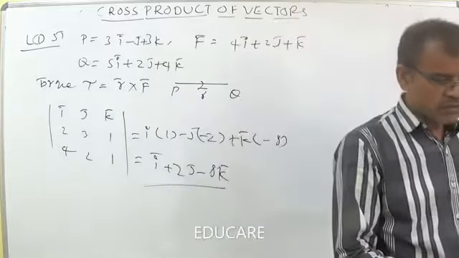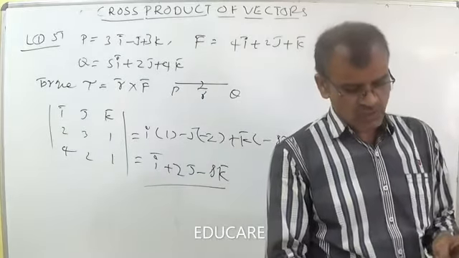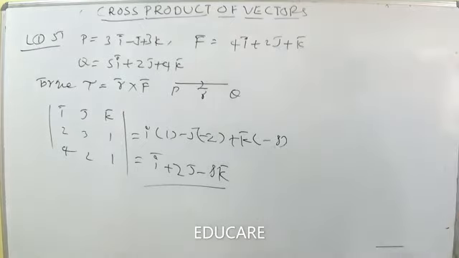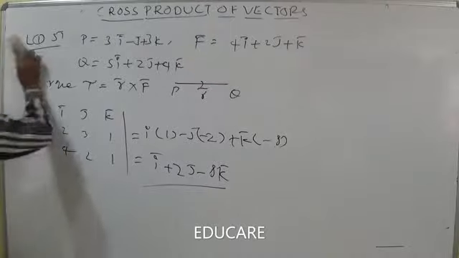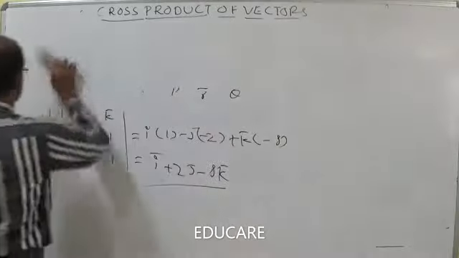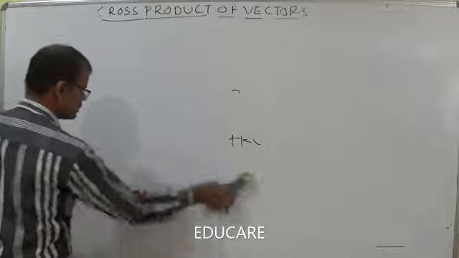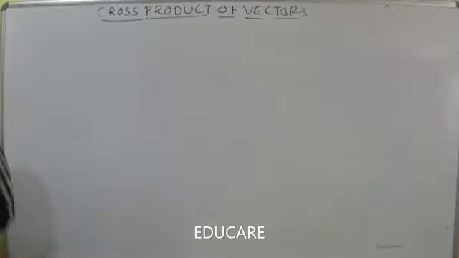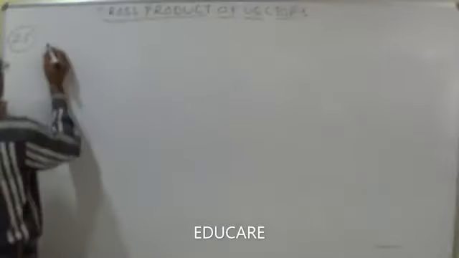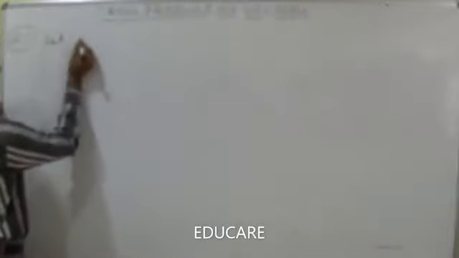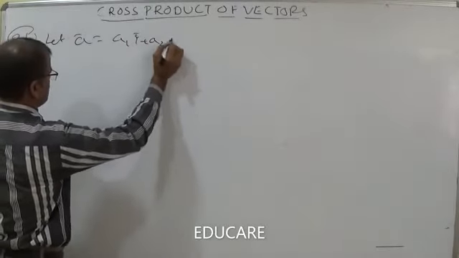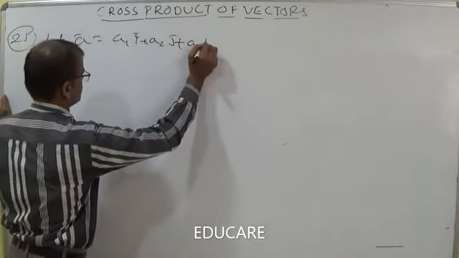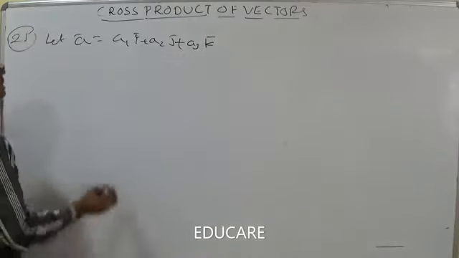Next the theory bits, right hand system, left hand system, everything we discussed. A small sum we want to discuss. The notation which is important for the exam, the notation of A cross B I said. This is the 25th last concept. Let A bar be equal to the general notation: A bar is equal to a1 i plus a2 j plus a3 k.